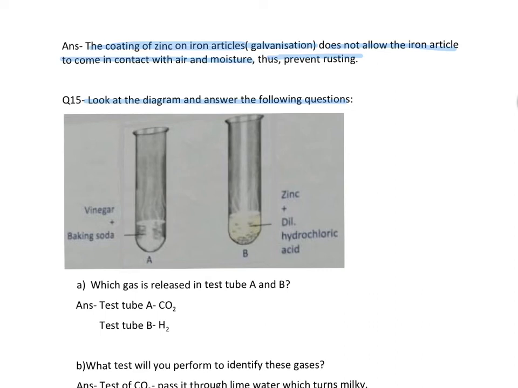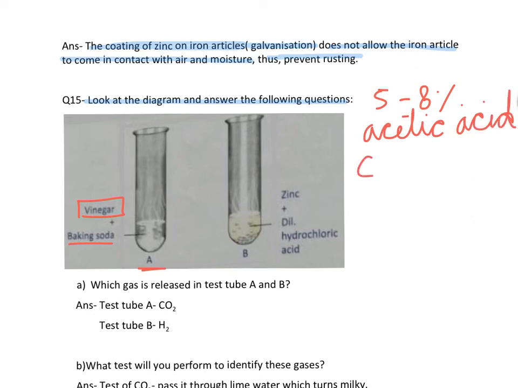So see, in the first test tube A, they are reacting vinegar and baking soda. Actually vinegar is a solution, a 5 to 8% solution of acetic acid. What is acetic acid? Acetic acid is CH3COOH. This is the formula of acetic acid. When we add 5 to 8 gram acetic acid in 95 gram water, we call it vinegar.